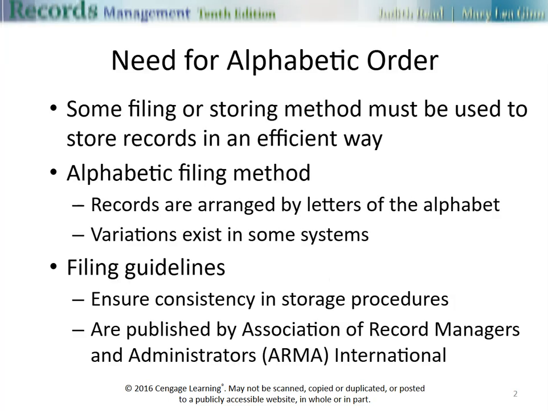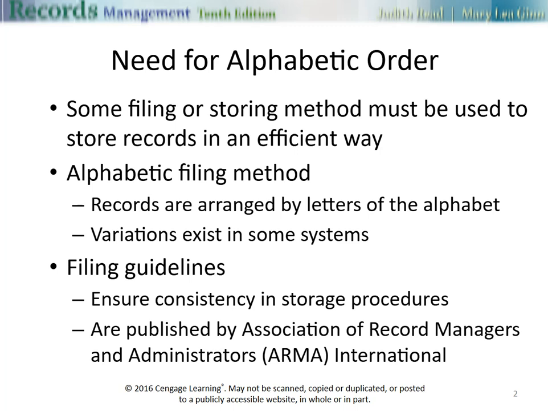So when we talk and think about managing business records, whether it's customer files, vendor folders, or maybe even employee records, we need a system that's both consistent and easy to use. And so the most common and straightforward method is the alphabetic filing system, where everything is arranged from A to Z.